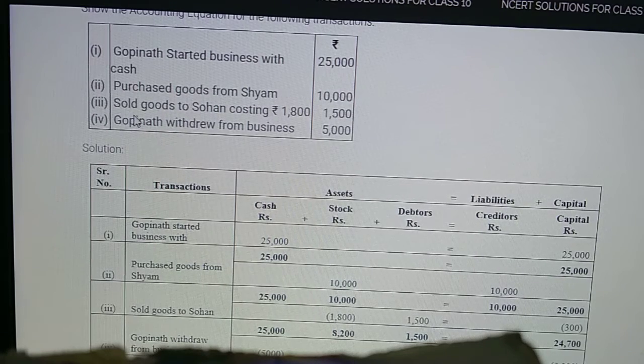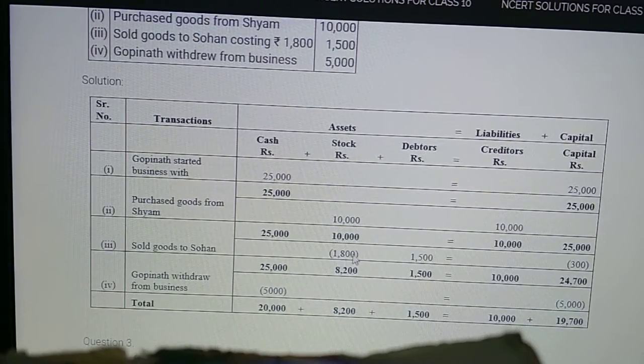Again there is one more thing. You have sold these goods to Sohan, and Sohan hasn't paid any amount. So you have sold without taking any amount. Here your goods are going to reduce your stock. If you go to the stock terms, the amount of stock reduced is 1,800. Now you need to take money from Sohan. Who is Sohan? Sohan is considered as a debtor. It's a very important topic: Sohan is considered as a debtor.